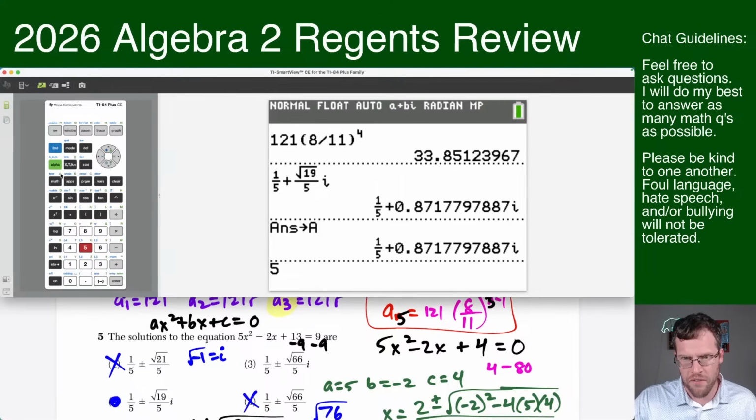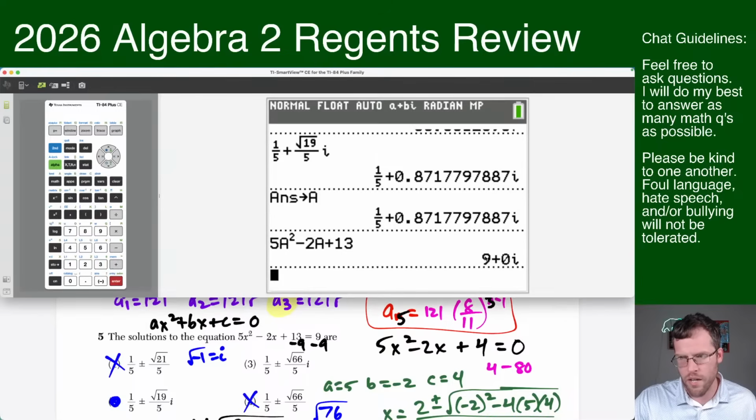So I press 5, and then A is our answer. Like I stored it to the letter A. And then minus 2 times A, and then plus 13. And if this works, we should get just 9. And see, we get 9 plus 0i, which is just 9. So that's how I know choice 2 is good.